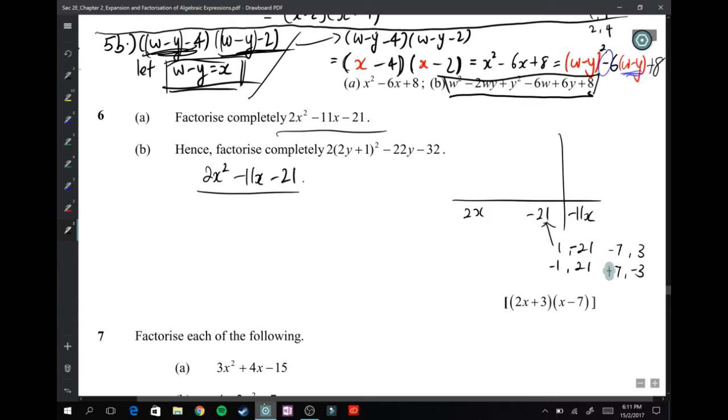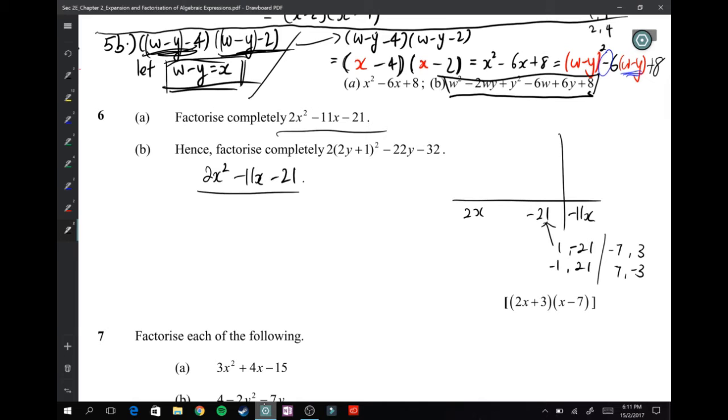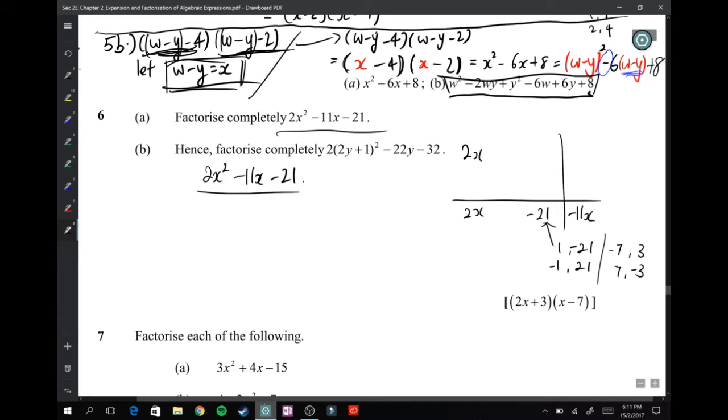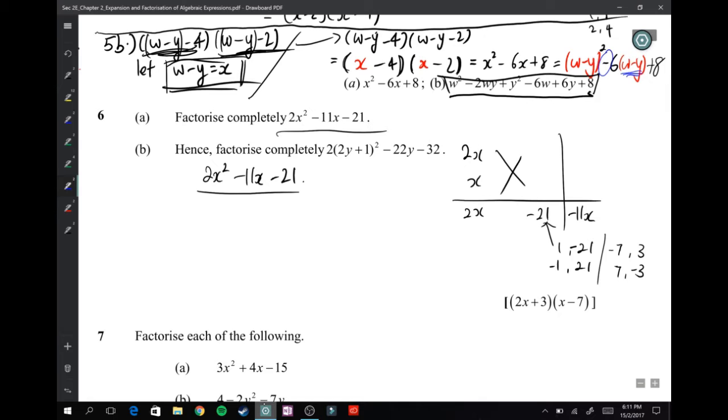We don't need to write the positive sign. Okay, so there's either or. Now once again, we need to ask ourselves, okay, now this is 2x and x, right? So we're going to cross it. Now let's just do it one by one, because this is what you're going to do during the exam.